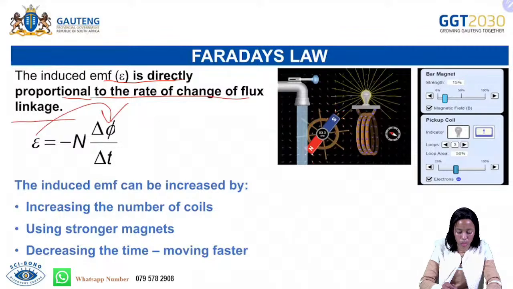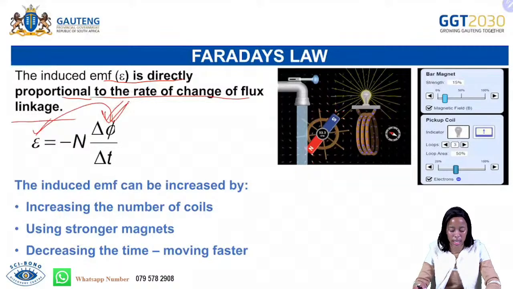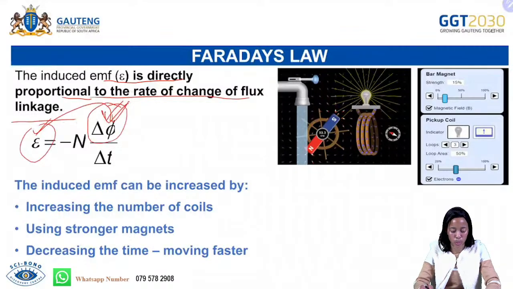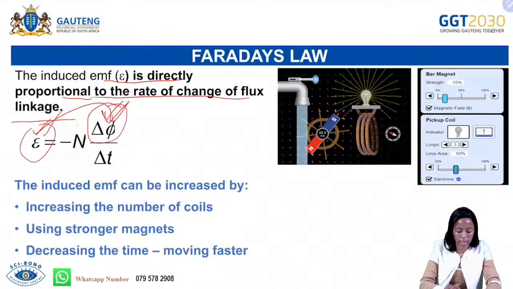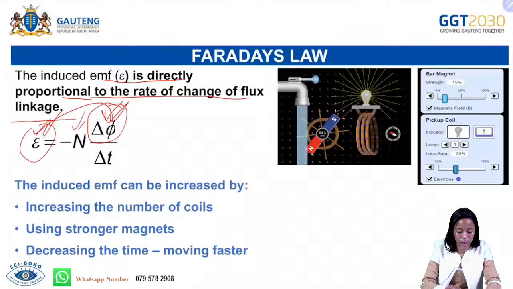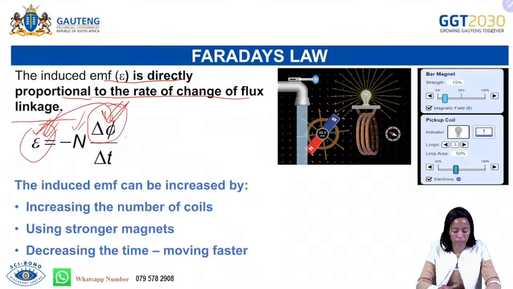Okay, so we are speaking about the EMF and the change in the magnetic flux linkage. We are therefore saying that the two are directly proportional. Remember we said that the EMF is also directly proportional to the number of turns. If we increase the number of turns, then the EMF induced will also be larger. But then we said that the EMF is inversely proportional to the change in time.